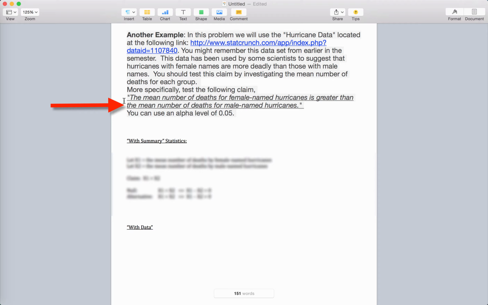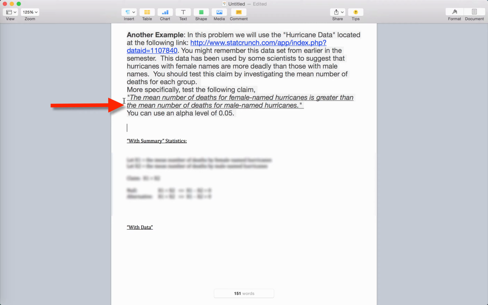Now, I'm actually going to go over this problem using StatCrunch in two ways. One of them is to use the summary statistics, so we'll first calculate some summary statistics, and then I'll show you, since we have a raw data set, how StatCrunch can be used just using the with data menu instead of the with summary menu.